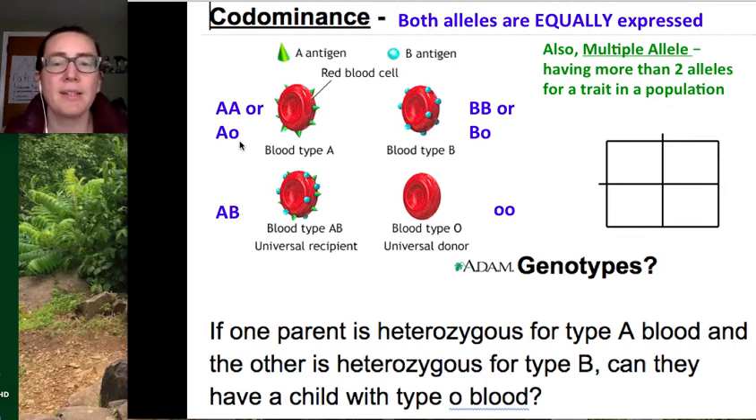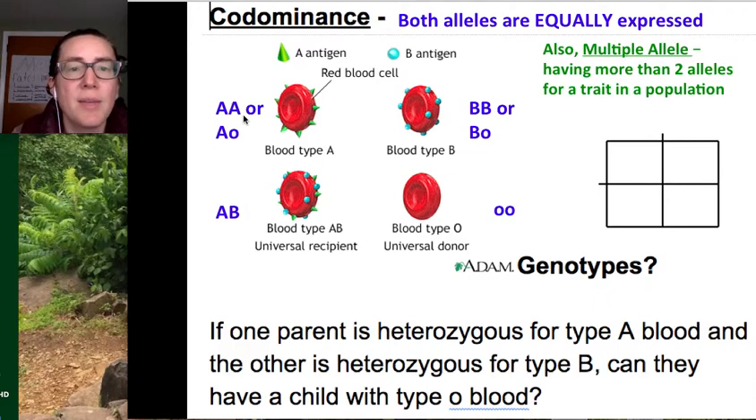Okay, so sample question. If one parent is heterozygous for type A blood and the other is heterozygous for type B blood, can they have a child with type O blood? So figure out genotypes of parents. It says heterozygous for A, so I know that it has to be this one. So I'm going to put that one at the top. Heterozygous for B, again, I know it has to be this one. It cannot be homozygous. So I'm going to put the BO on the side. And then I'm going to solve my problem or fill in my square.